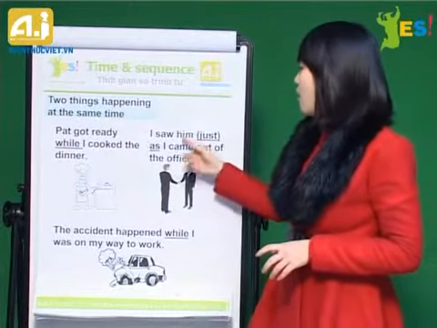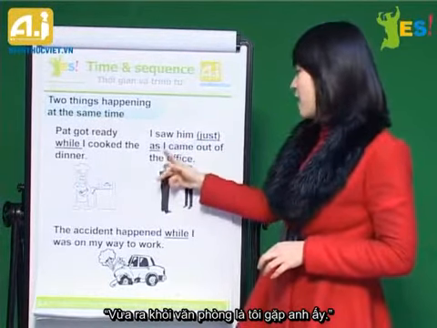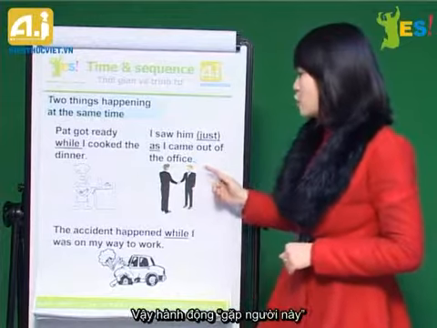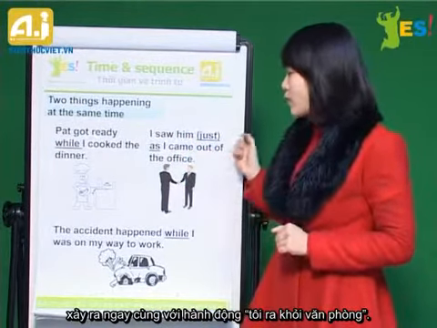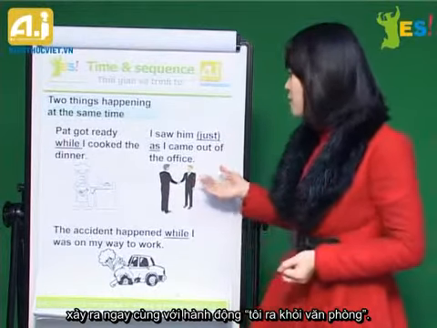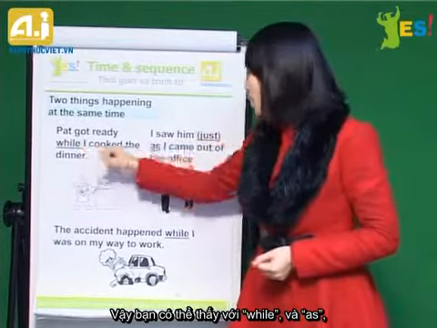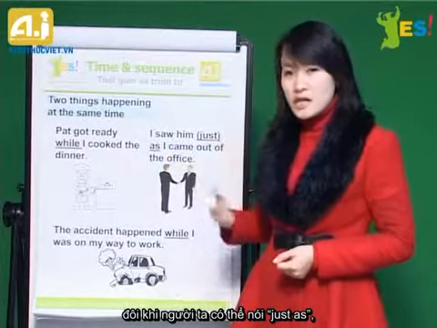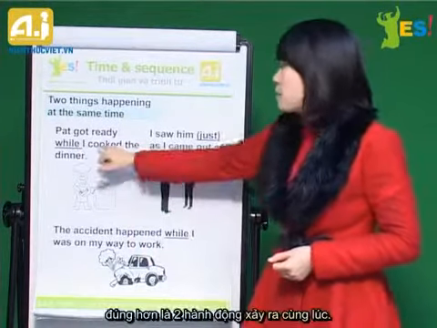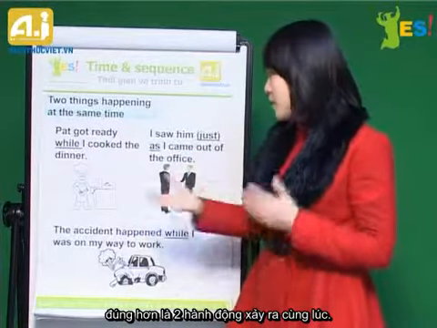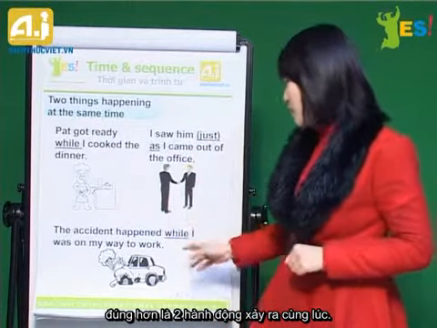Or you can say, I saw him just as I came out of the office. So the action of seeing this person happened right when I came out of the office. So you can see that with while or as, sometimes people say just as, to emphasize more of the immediate action. Pretty much, they describe two actions happening at the same point in time.